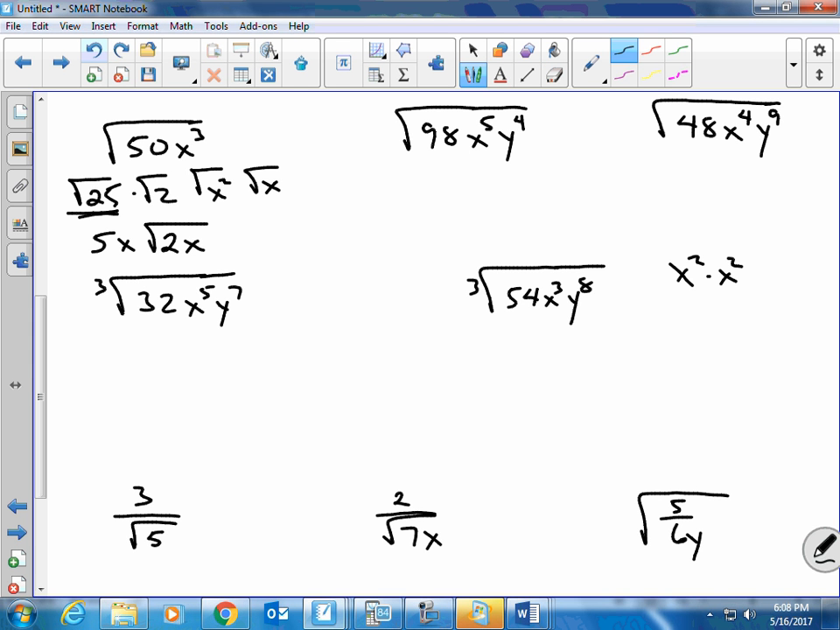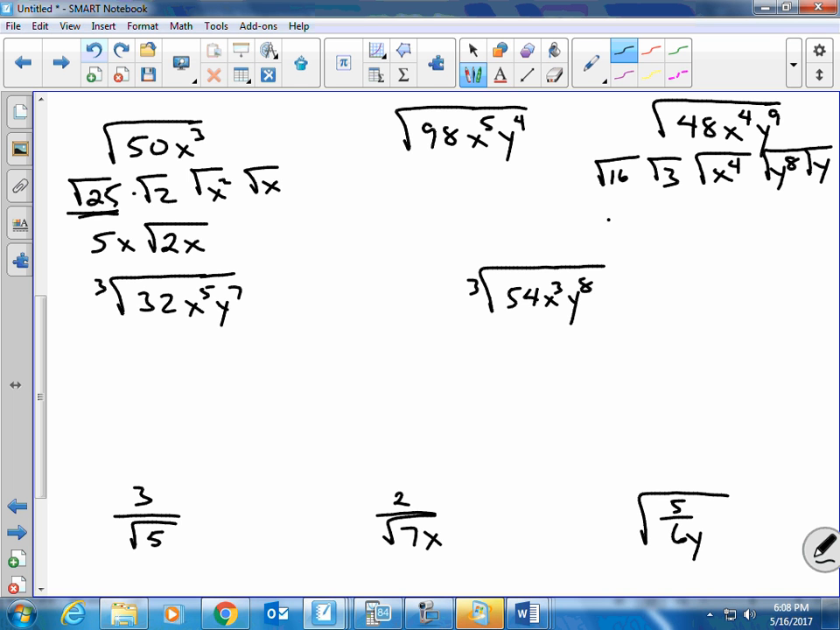48. What perfect square goes into 48? Well, I can make that a 16 times 3. X to the fourth we just said was a perfect square. Y to the 9th, remember it has to be even, so y to the 8th would be the first even number less than 9. And what's left over? 1y. Y to the 8th times y to the first is y to the 9th, because we add the exponent. Did you catch how I said that? Looking at y to the 9th, I asked myself the question, what even number is right below the 9? That'd be an 8.